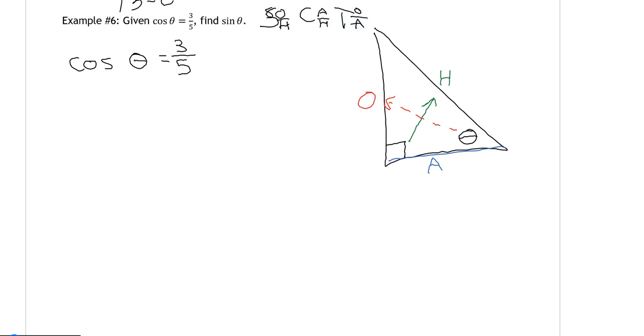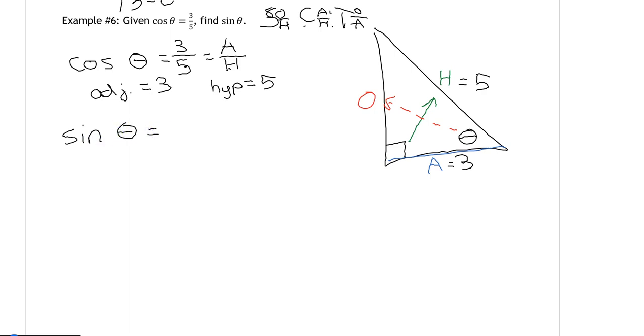And again, using SOHCAHTOA on the top of everything, right? Cosine is adjacent over hypotenuse. So that means my adjacent side equals 3, and my hypotenuse equals 5. Okay. So adjacent side is 3, hypotenuse equals 5. So then, what am I finding? I'm finding the sine of theta. Well, sine is opposite over hypotenuse. I don't know my opposite side, but I know my hypotenuse is 5. Let's find our opposite side.